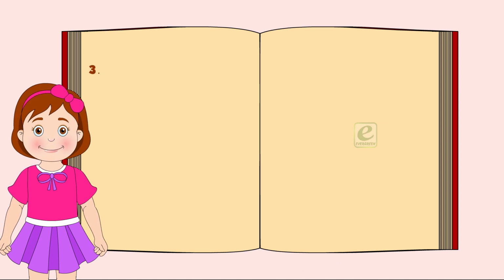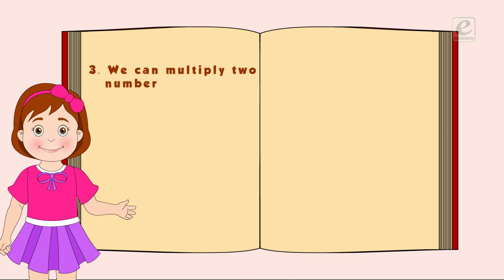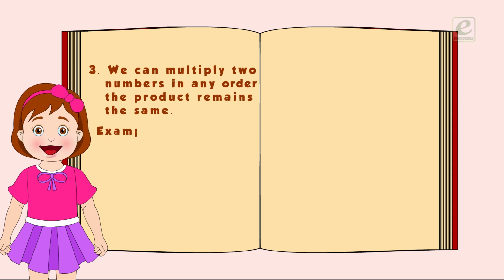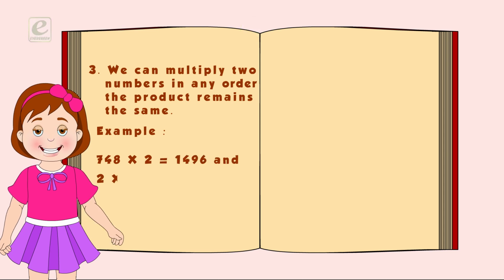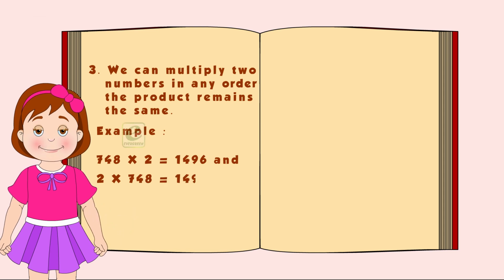Property number 3. We can multiply two numbers in any order and the product remains the same. Example, 748 multiplied by 2 is equal to 1496 and 2 multiplied by 748 is equal to 1496.